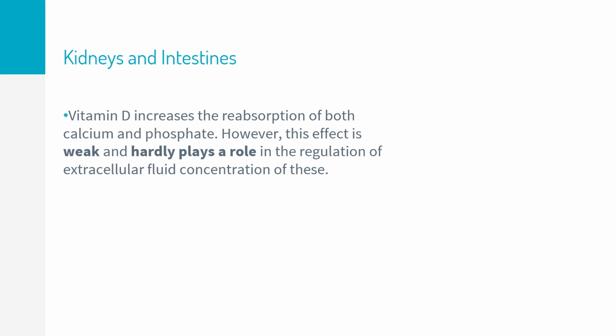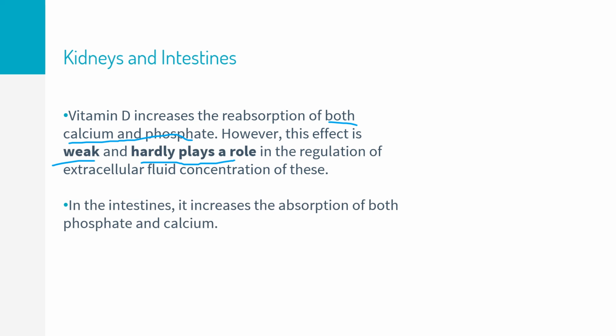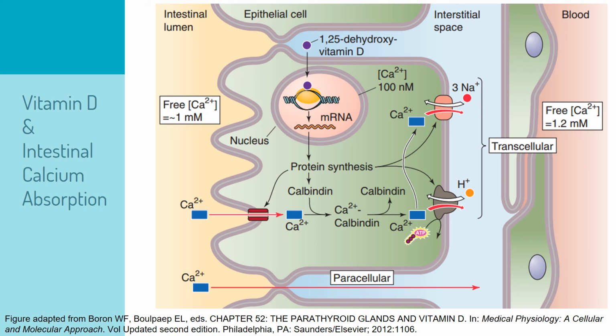Okay, the effect of the vitamin on the kidneys and the intestines. Vitamin D increases the reabsorption of both calcium and phosphate. However, this effect is weak and hardly plays a role in the regulation of extracellular fluid concentration. However, in the intestines, it increases the absorption of both phosphate and calcium, same as parathyroid hormone.